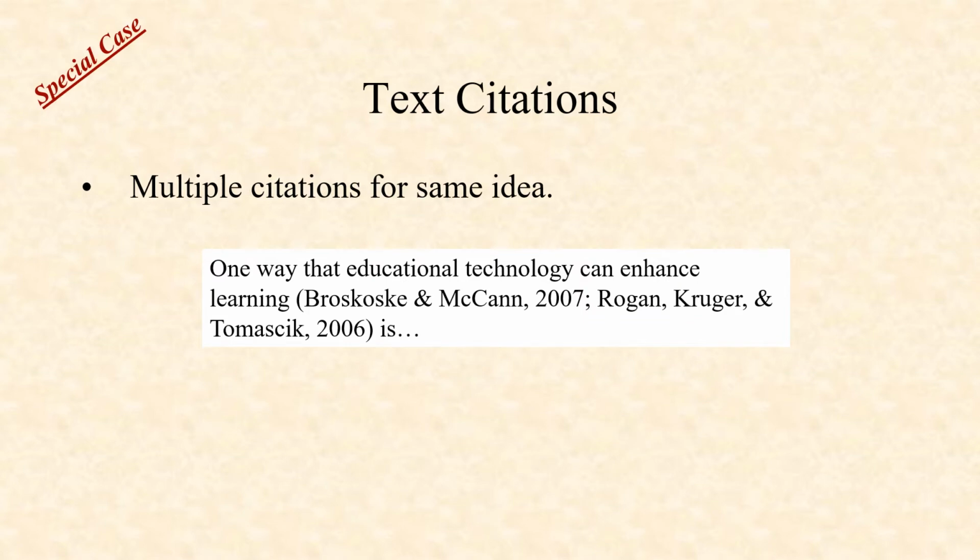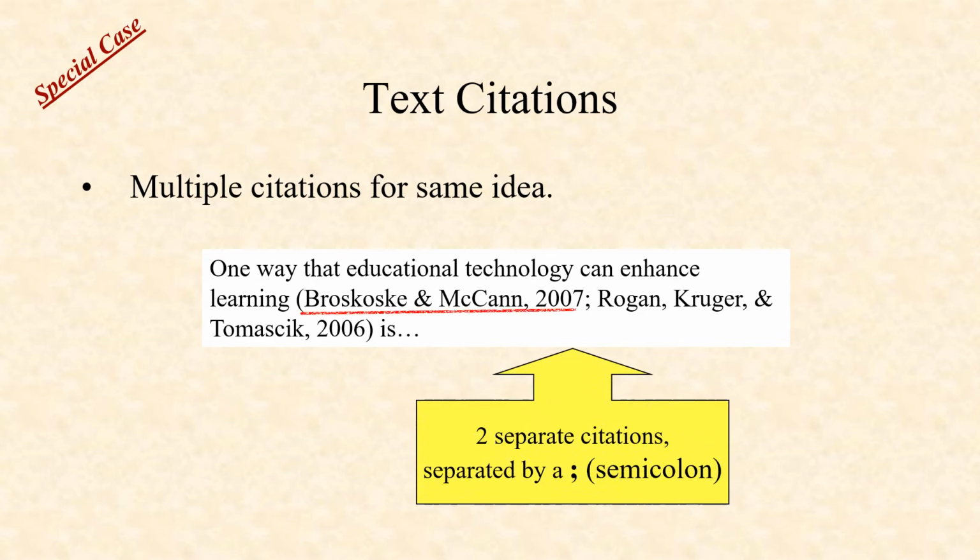If, while writing your paper, you notice that two different articles talk about the same information and you want to cite that, you can do so by starting with the first citation and putting it in parentheses, and then put a semicolon, and then continue by putting the second article as well, also in parentheses.